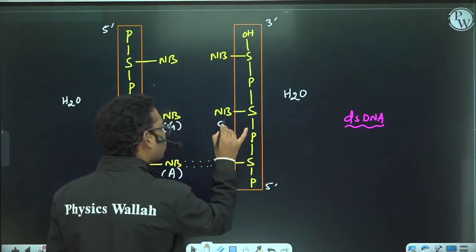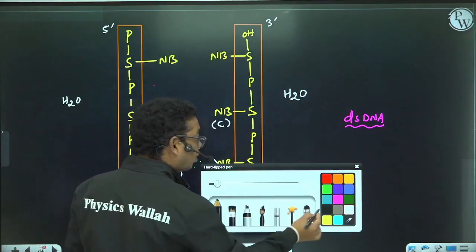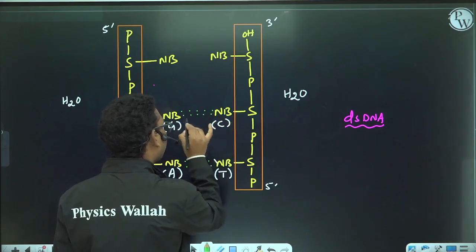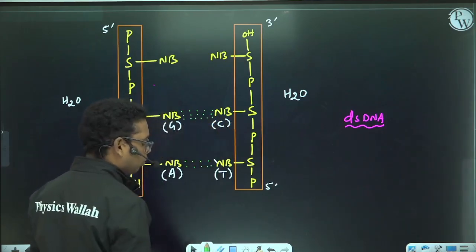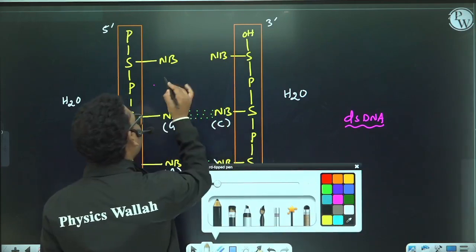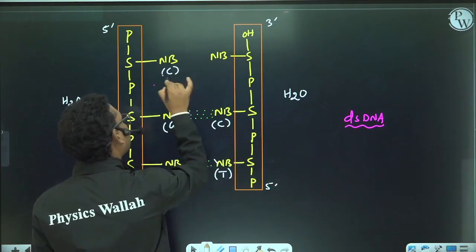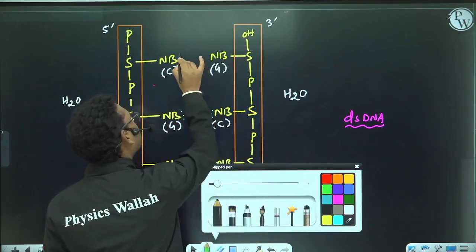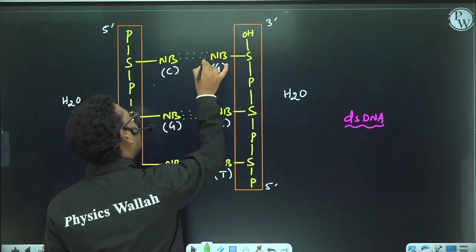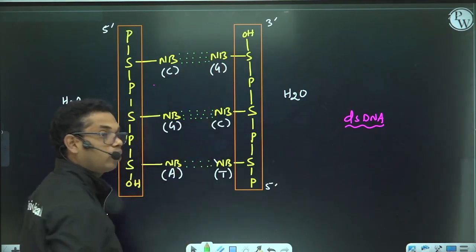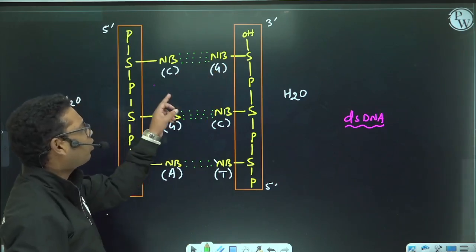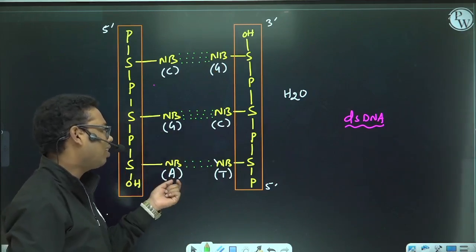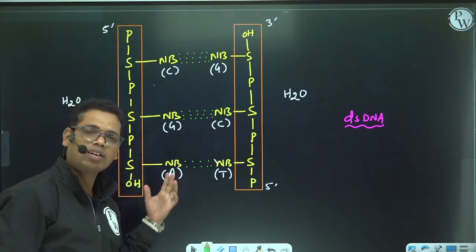Suppose the nitrogenous base is guanine. So here the nitrogenous base will be cytosine, and in this case the number of hydrogen bonds will be 3. And suppose here I have cytosine. Then guanine will be present, and here also the number of hydrogen bonds will be 3. So cytosine is complementary to guanine, guanine is complementary to cytosine, adenine is complementary to thymine, and thymine is complementary to adenine.